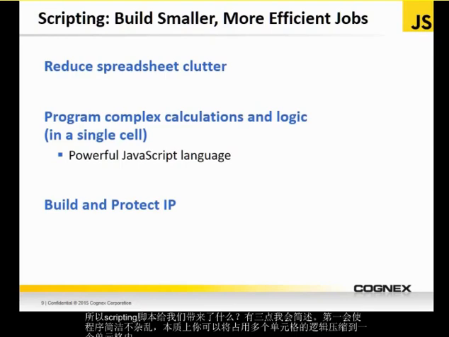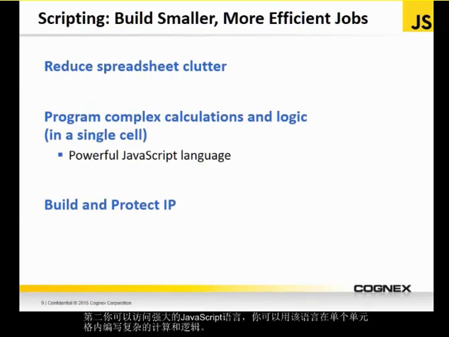So what does scripting give us? Now, very quickly, there are three things, and I'll go over these separately in a minute. First, it helps reduce clutter in the spreadsheet. You essentially compact the logic that would be spread across multiple cells into a single cell. Second, you have access to a really powerful JavaScript language. You can program really complex logic and calculations in this language, and all of this, again, comes in a single cell. And last but not the least, you get the benefit of a very powerful mechanism for building and protecting IP. So let me go over these one by one.